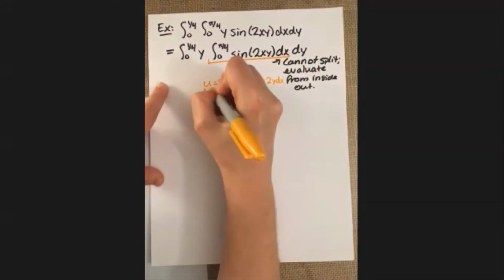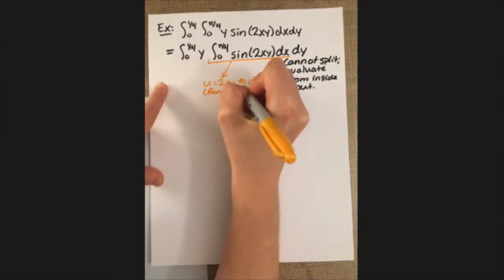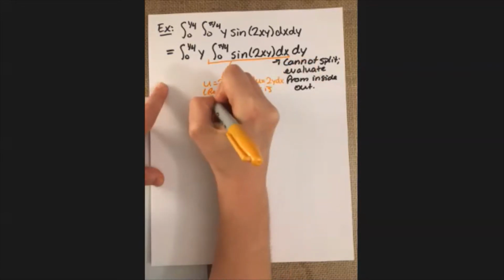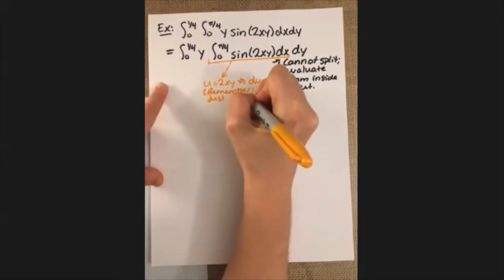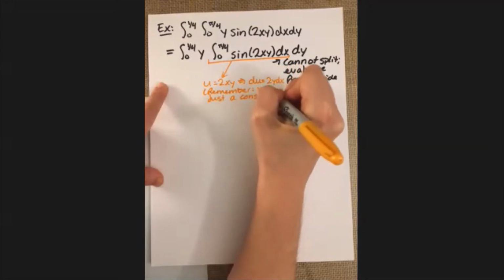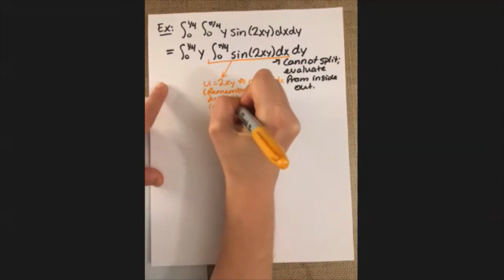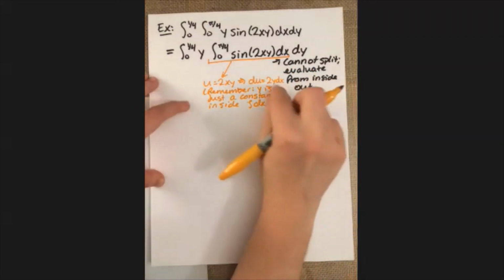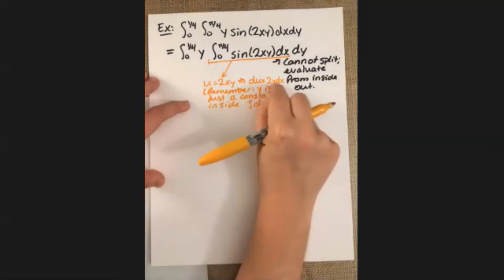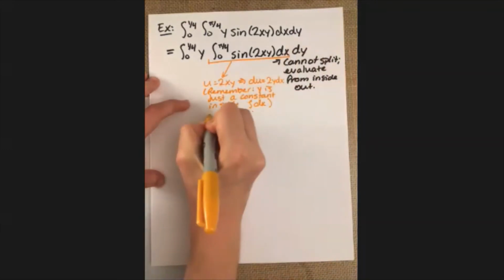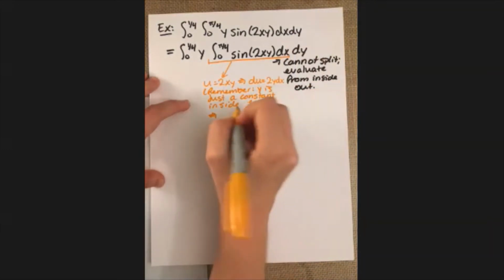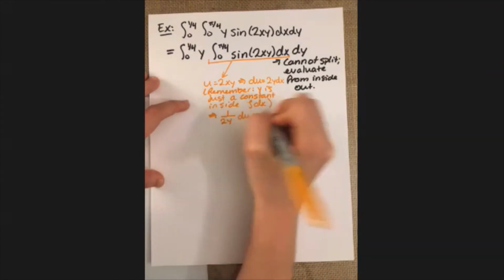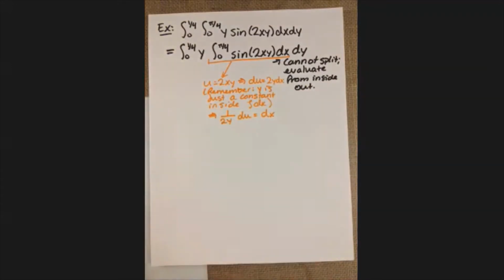So remember, y is just a constant inside the integral with respect to x. Okay, so, well, I don't have 2y dx here. I just have dx. So the dx that I'm going to use is going to be 1 over 2y du is equal to dx. So that's what I'm going to use for my substitution.